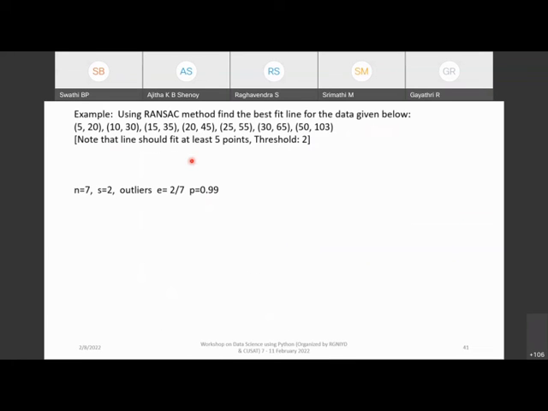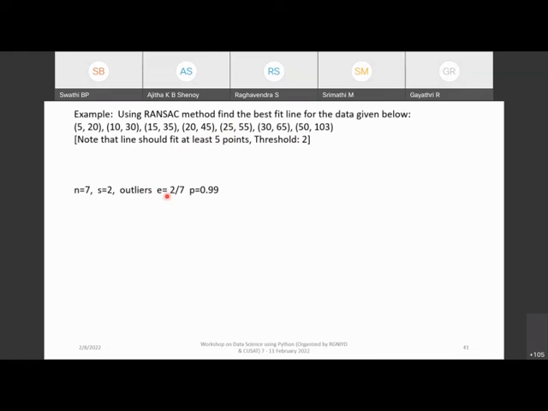Let us see this example. Here I am having 3, 4, 5, 6, 7 points, and I am defining threshold is equal to 2. That means if the distance of the point from the line is within 2, then they are inliers. Otherwise, they are outliers. So what I am going to say is the line should fit at least 5 points. That means out of 7 points, 5 points should be inliers. That means I can have 2 outliers.